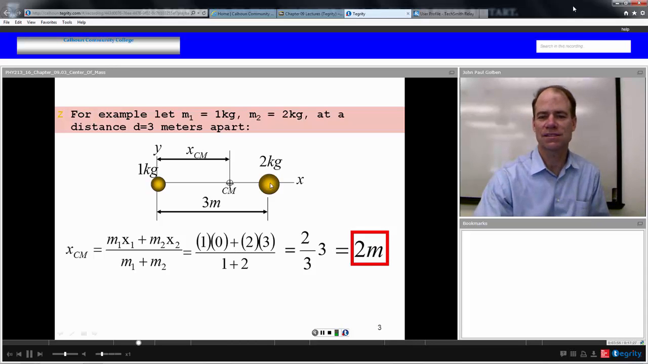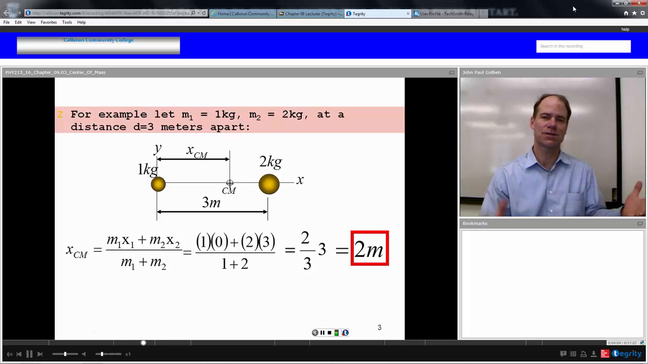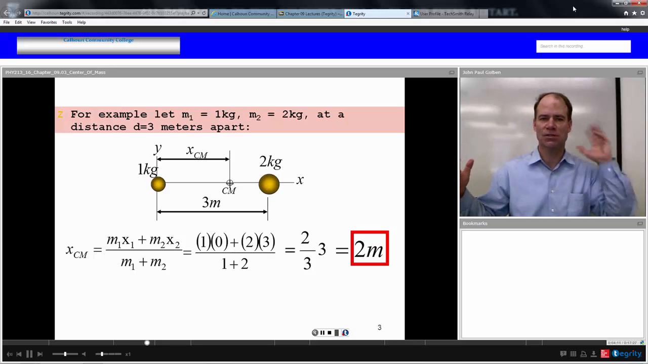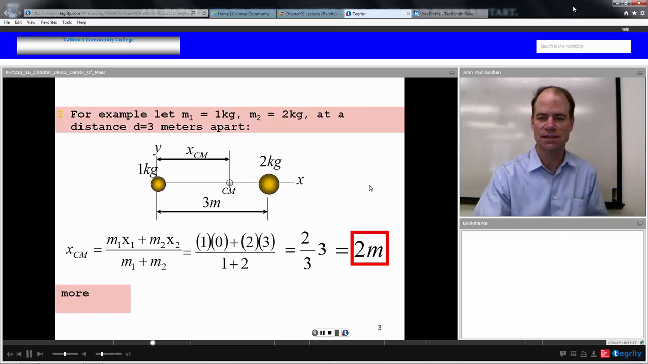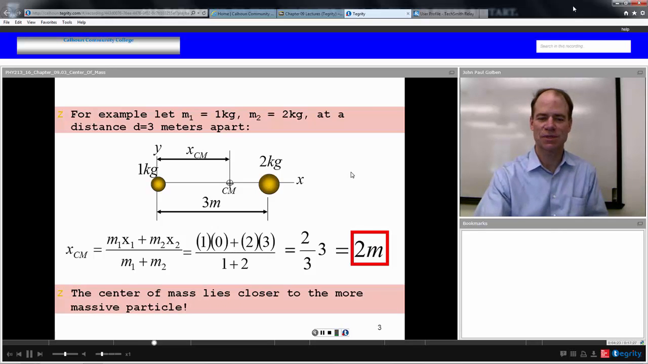We can see that this location is actually closer to the 2 kilogram mass than it is to the 1 kilogram mass. That should be expected because the 2 kilogram mass is larger. And it's actually a 1 to 2 ratio. In other words, since our masses are 2 to 1, our location is 1 to 2 in terms of the location of the center of mass related to these respective masses. That might be something to keep in mind.